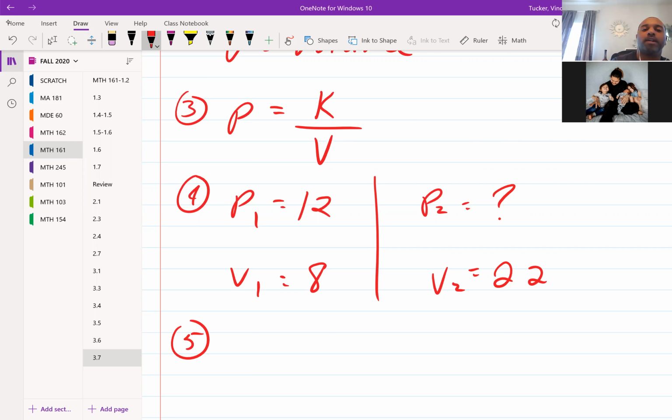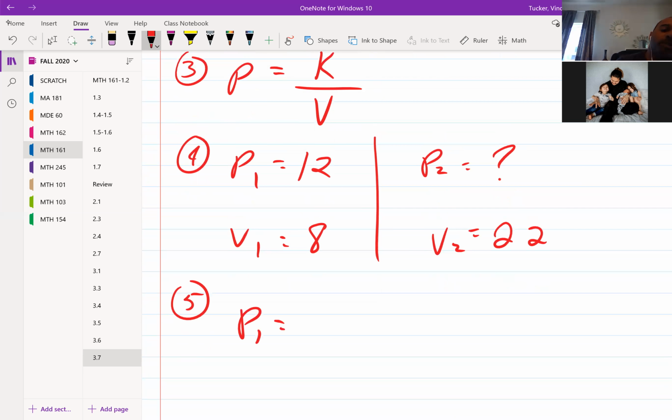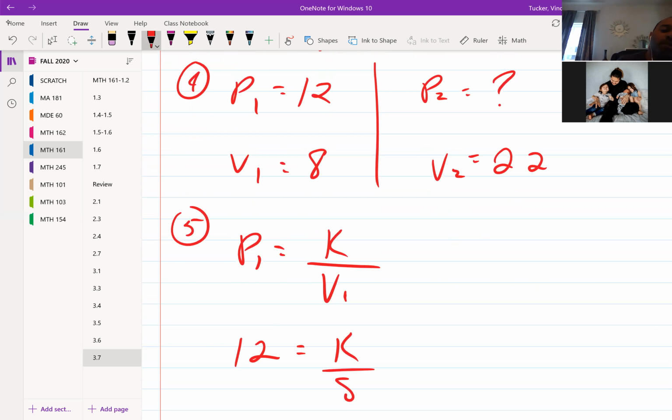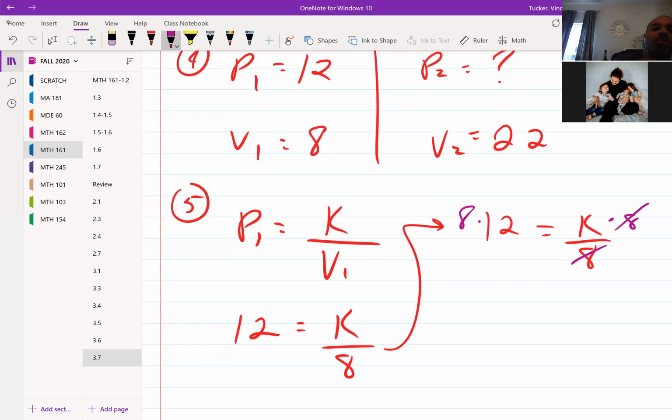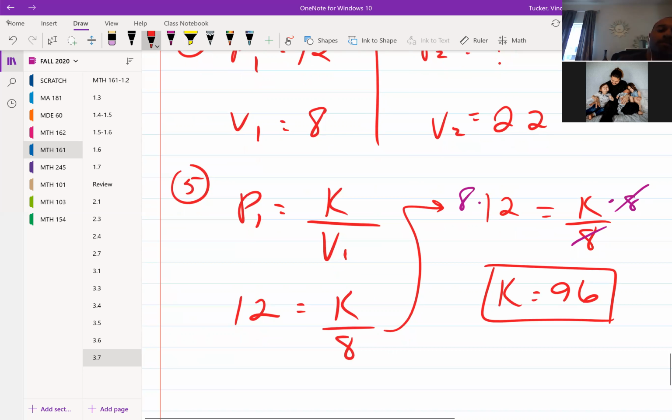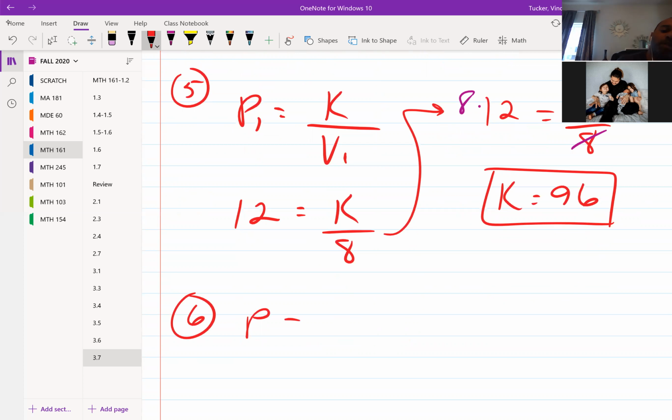And I believe we should be at finding K now. Just like I said, I want to stick true to what I told you last time. All right, so let's find K. So we'll do P1 equals K over V1 in order to solve for K. That'll be 12 equal to K over 8. We can solve by multiplying both sides by 8. Those 8's cancel, leaving me K equal to 96. So P is 96 over V as our new equation.